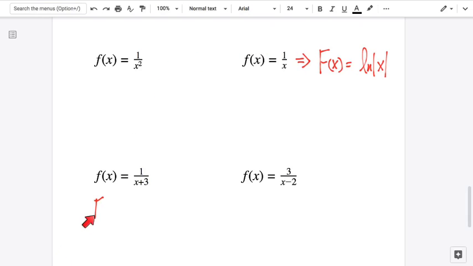Over here, then, 1 over x plus 3 is in the form 1 over x because it's 1 divided by a linear function. Whenever you have a constant divided by a linear function, that's fodder for the natural log antiderivative. So 1 over x plus 3 is going to antidifferentiate to f of x equals the natural log of absolute value x plus 3. 3 over x minus 2 antidifferentiates to be 3 times the natural log of x minus 2.